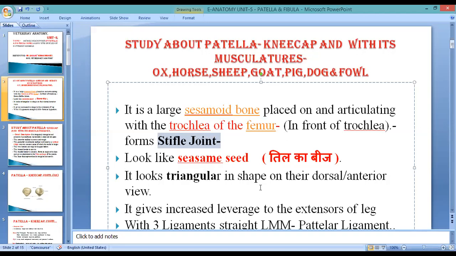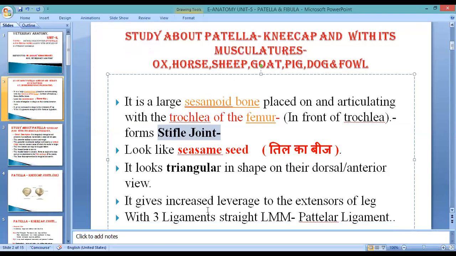When we observe the animal in a standing position from the dorsal or anterior view and see the stifle joint, its shape is triangular, and it increases the leverage of the extensor of the leg. It bears more weight and provides movement at the stifle joint, mainly extension and flexion. It plays a major role in extension, providing more strength towards extension, meaning it increases the angle between the bones related to the stifle joint.